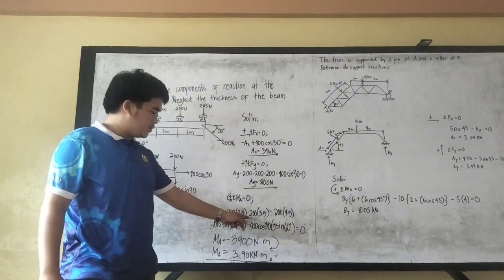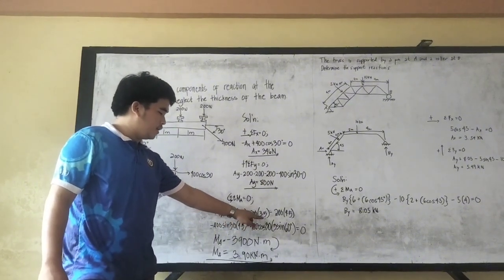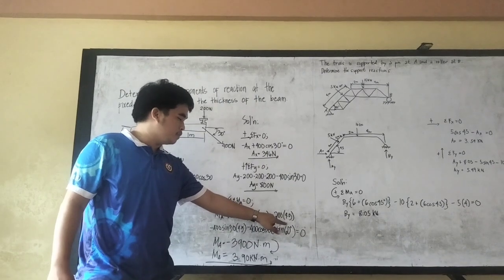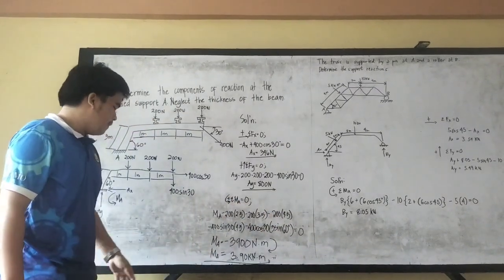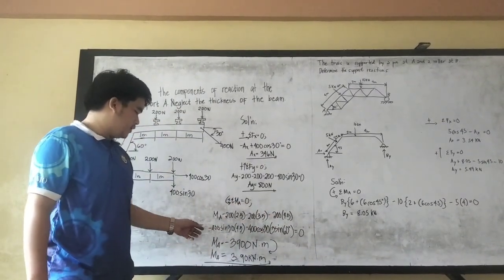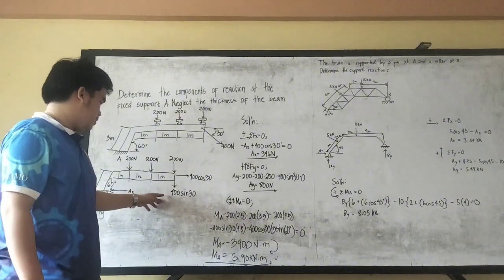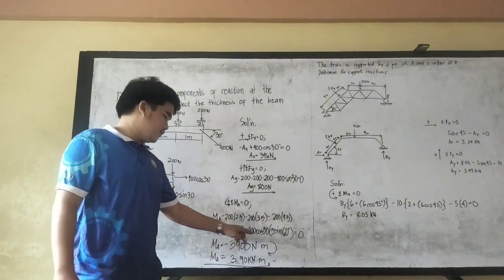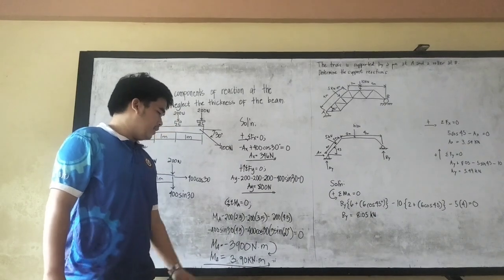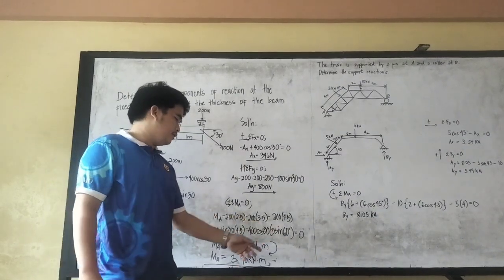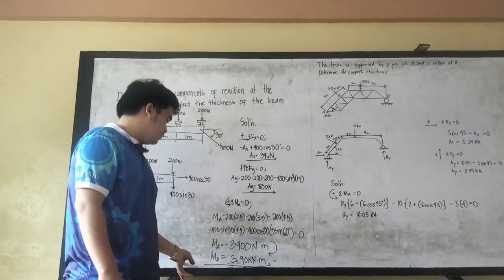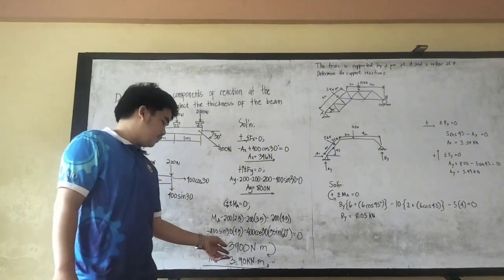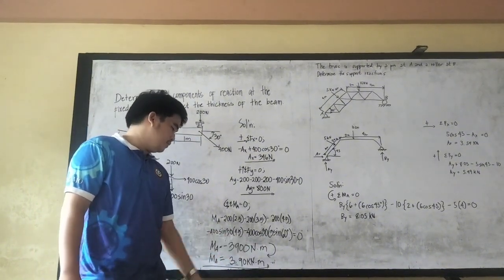So minus 200, then 3.5 distance, minus 200 times 4.5 distance, and negative 400 sine 30, so we have 4.5 distance, minus 400 cosine 30 times 3 sine 60 degrees equals 0. So the answer is negative 3,900 Newton meter.